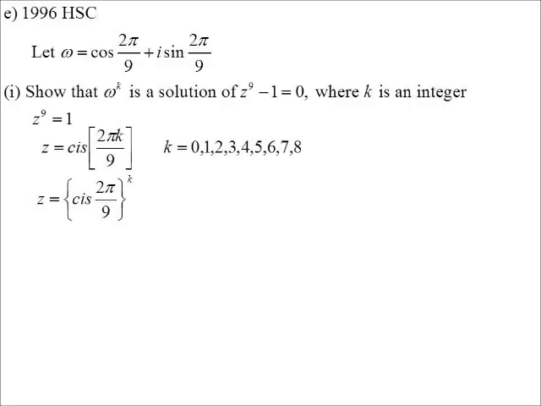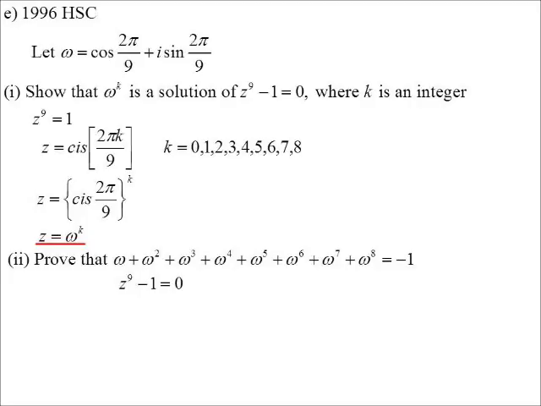If we had a complex number to the power of k, we said we could make it k theta. Well, I've done it the other way. And look, cis 2 pi on 9, that's what they've told me omega is. And so there we go. The solution is omega to the power of k, where k is 0, 1, 2, 3, 4, in other words, an integer. Prove that all of that is equal to 1, or negative 1, sorry.